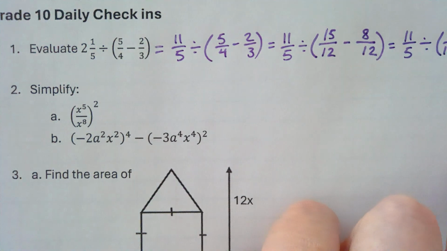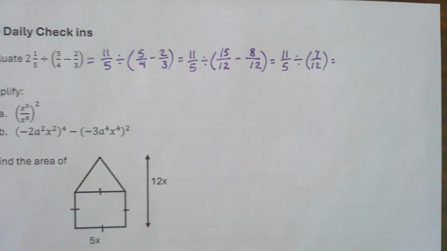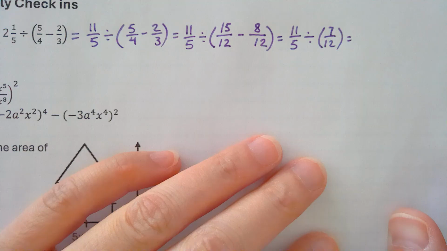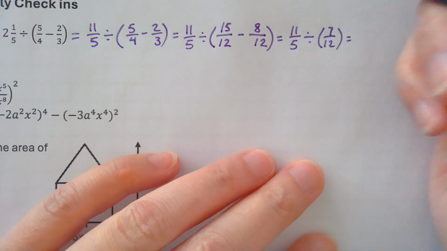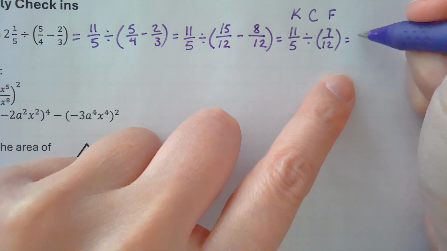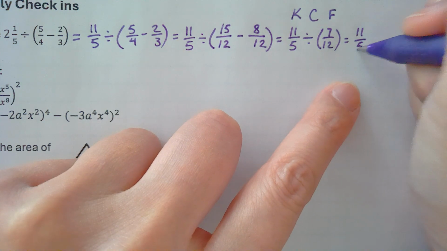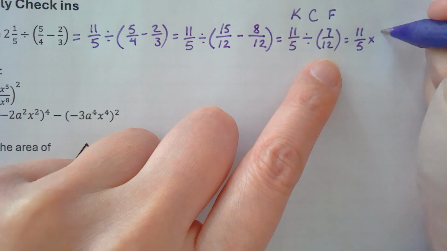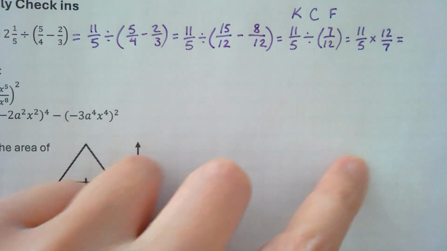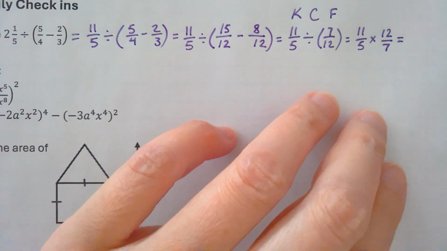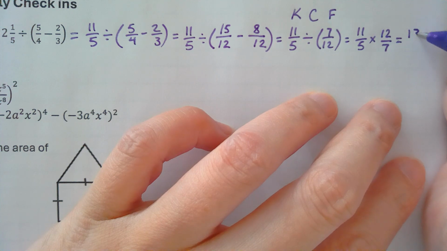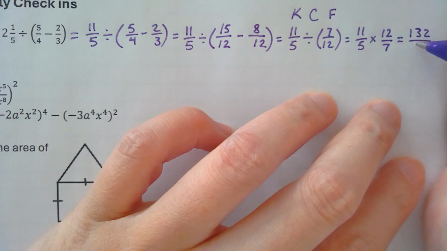Oops, sorry. When we divide fractions, what do we do again? Change, flip. So keep the first fraction, 11 over 5, change the sign to times, and then flip the second one, so 12 over 7. Now that I have a fraction times a fraction, I'm just multiplying across. So 11 times 12 is 132, and the bottom is 35.